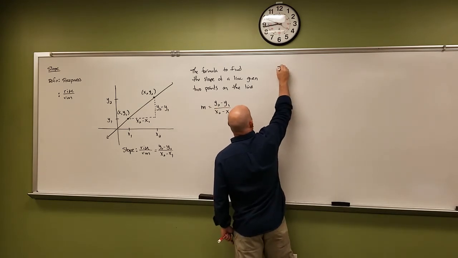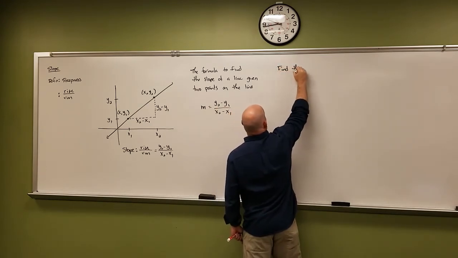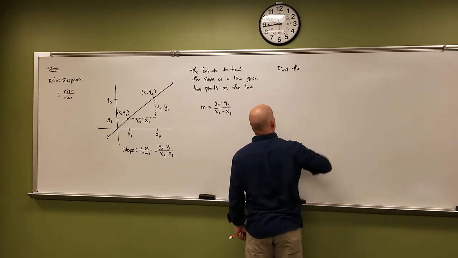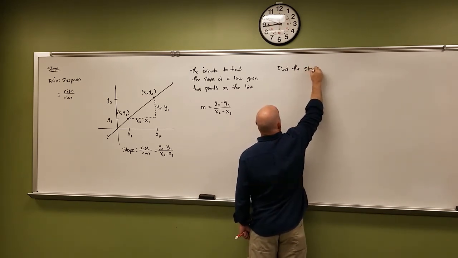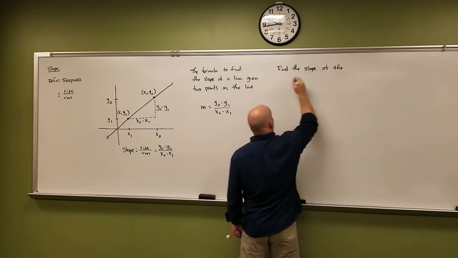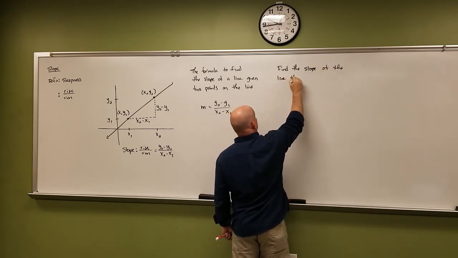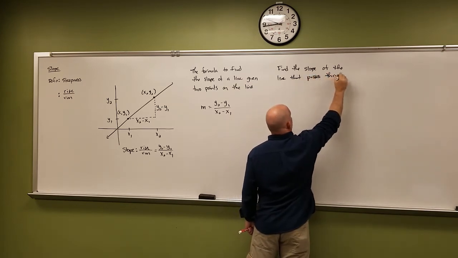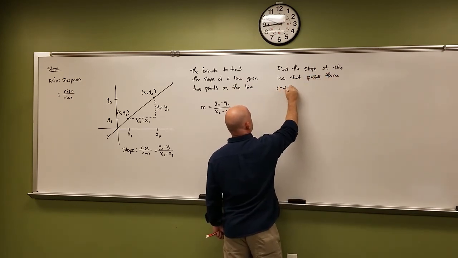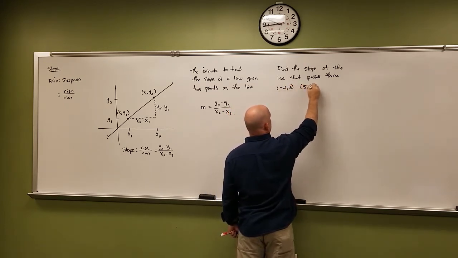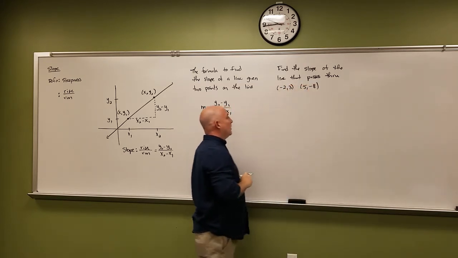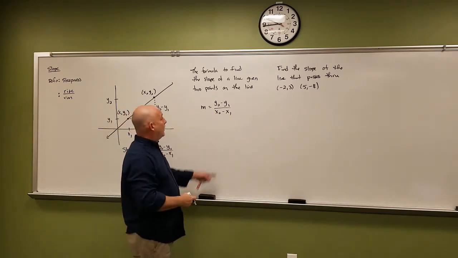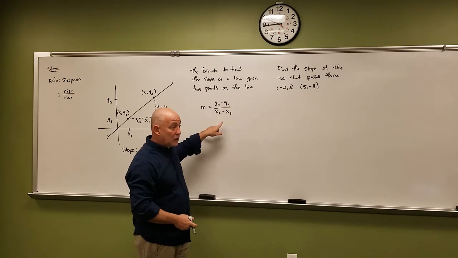Let's say I said, find the slope of the line that, let's say, passes through (-2, 3) and (5, -8). Okay, so since the problem started out with find the slope, and we are given 2 points here, we know we're going to use this formula.